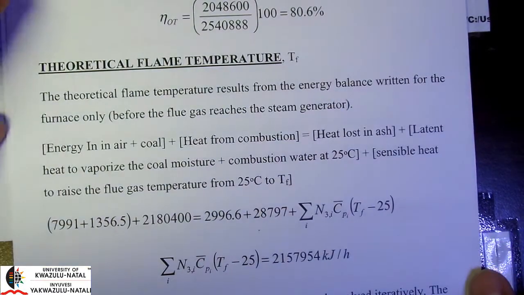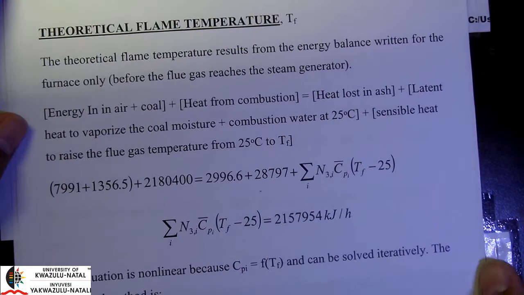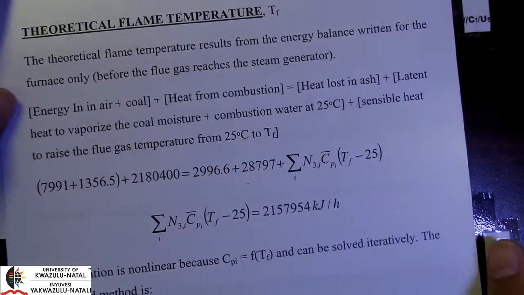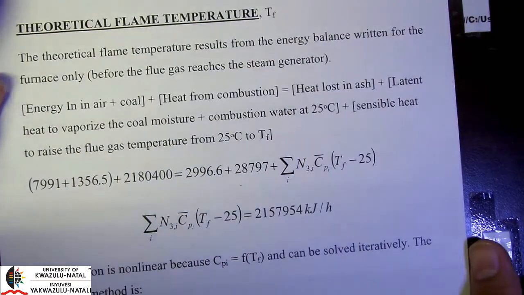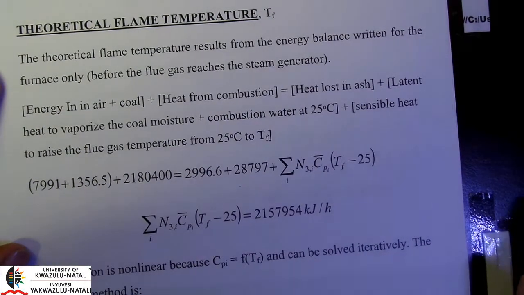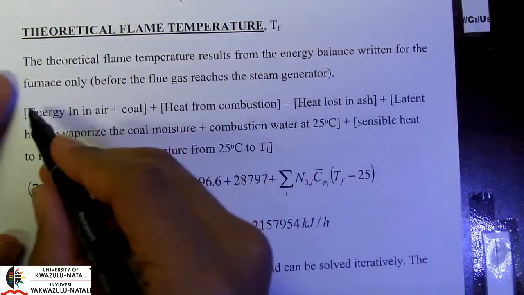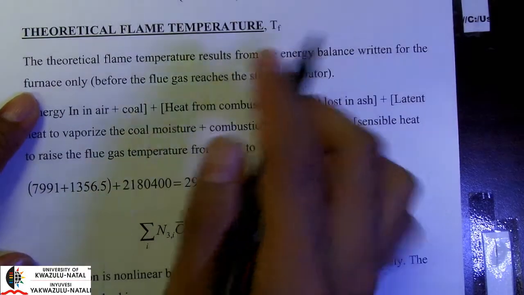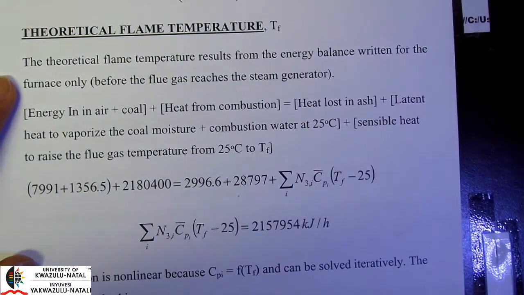Okay, and now finally, let's look at the theoretical flame temperature, also known as the adiabatic flame temperature. Now the theoretical flame temperature results from the energy balance written for the furnace only, in other words, before the flue gas reaches the steam generator.